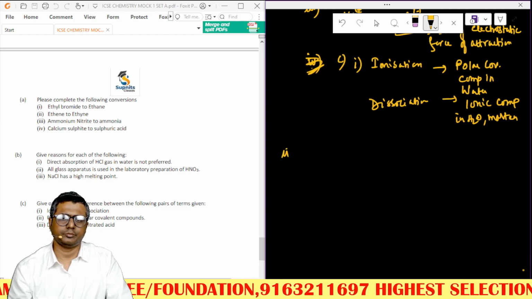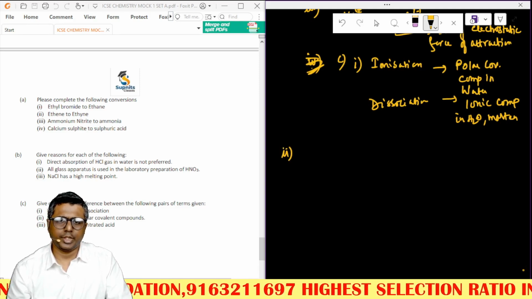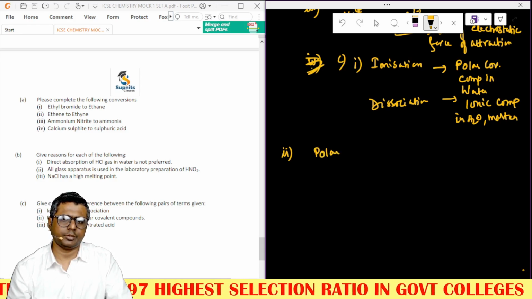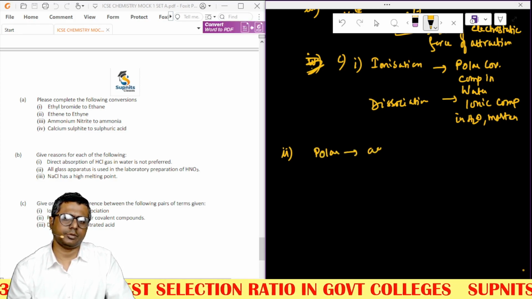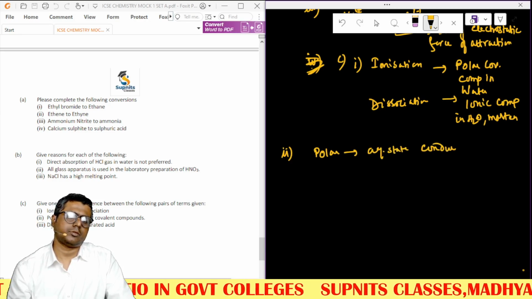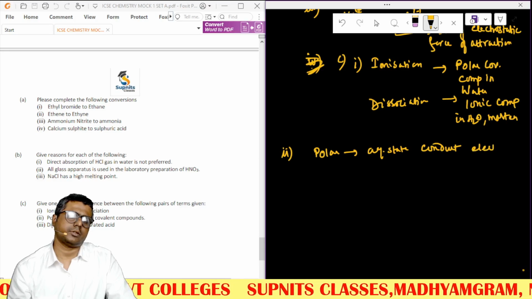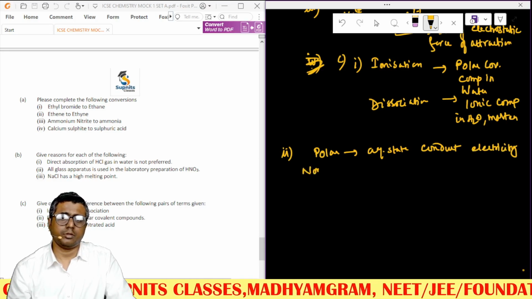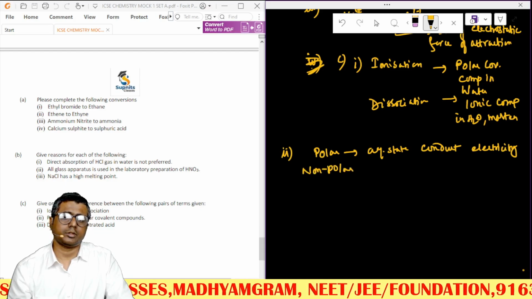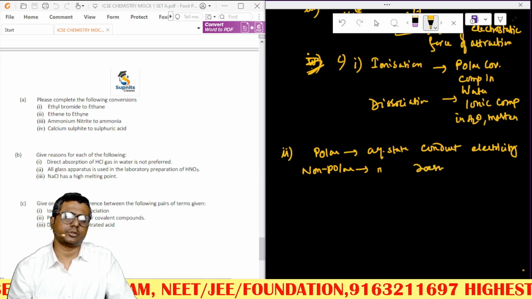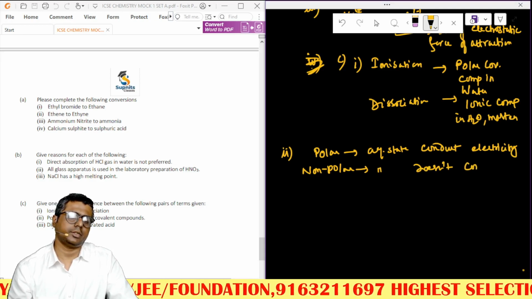Number 2, polar and non-polar covalent compounds. You can write that polar covalent compounds in the aqueous state conduct electricity. Non-polar compounds in the aqueous state, first of all are not soluble, so they don't conduct.